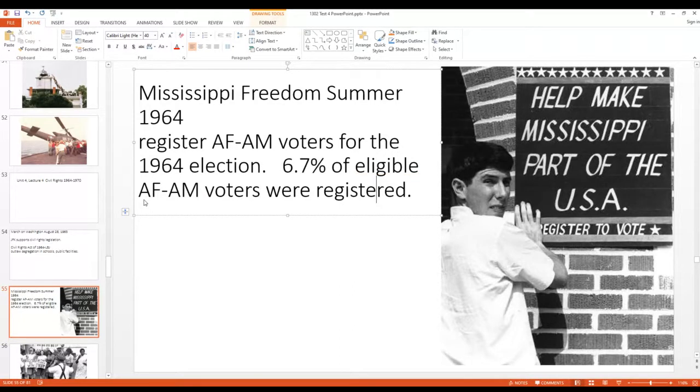Eligible. So poll taxes, literacy tests, good old-fashioned threats of violence. All of these were used to keep African American voters from registering. Mississippi really perfected that.